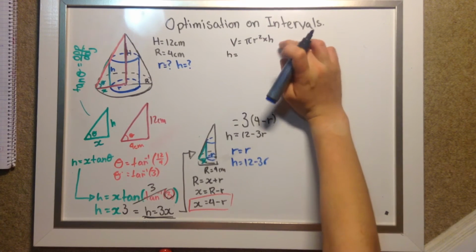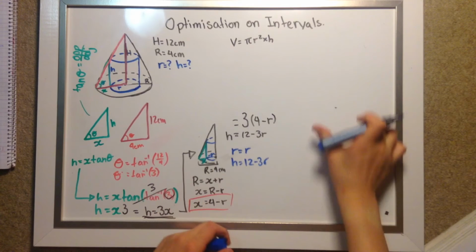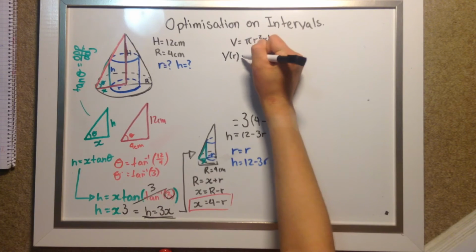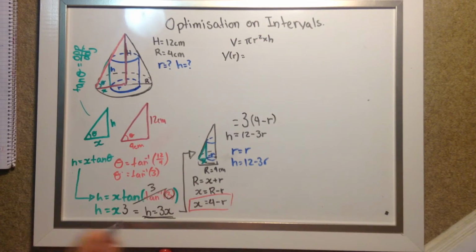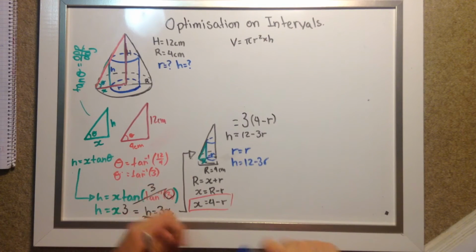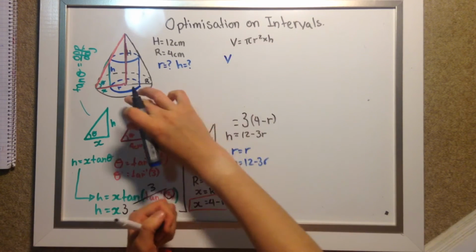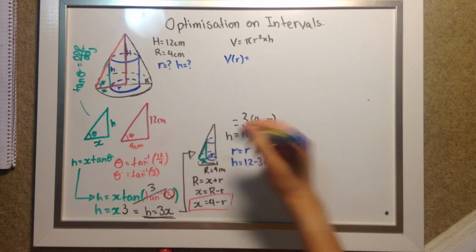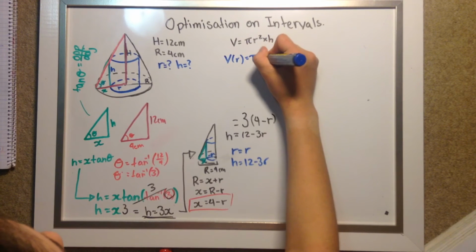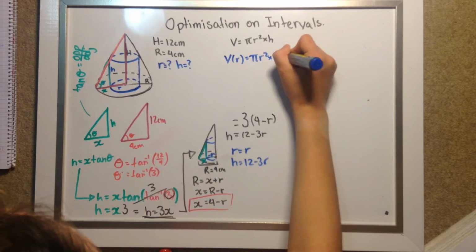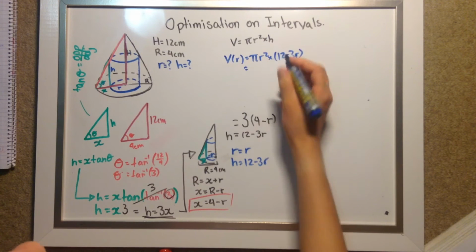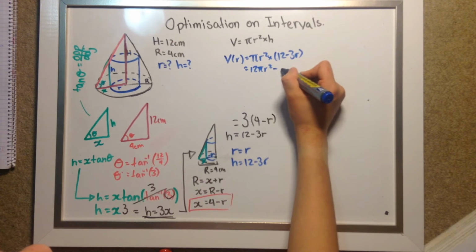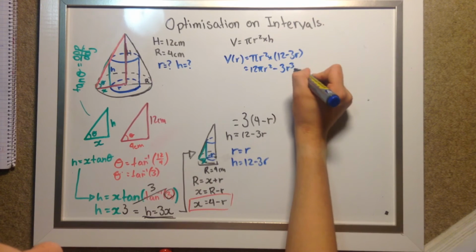And that's all we need to sub back into our equation up here about the volume. So our volume in terms of the little radius, I'll just write it in blue so it's easier to follow. The volume in terms of the little radius can just be written as pi r squared times 12 minus 3r, which is equal to 12 pi r squared minus 3 r cubed pi.